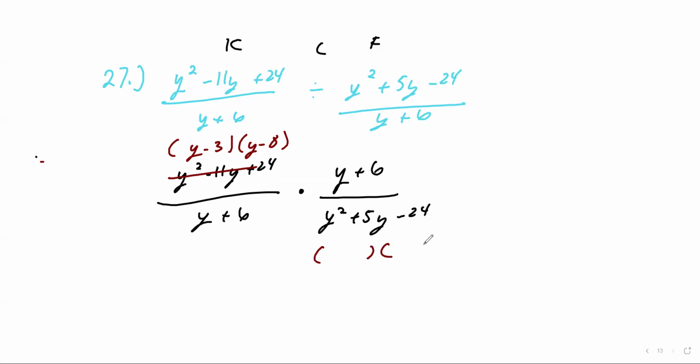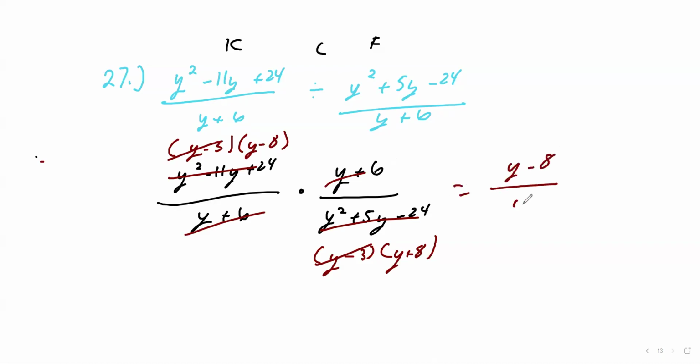This would be two binomials. Leading term is y. Multiplies to negative 24 but adds up to 5. Again, that'll be 3 and 8, but this time positive and negative that way. And so now I want to cancel what I can. So I can cancel out y minus 3, and I can cancel out y plus 6. So I'm left with y minus 8 over y plus 8.